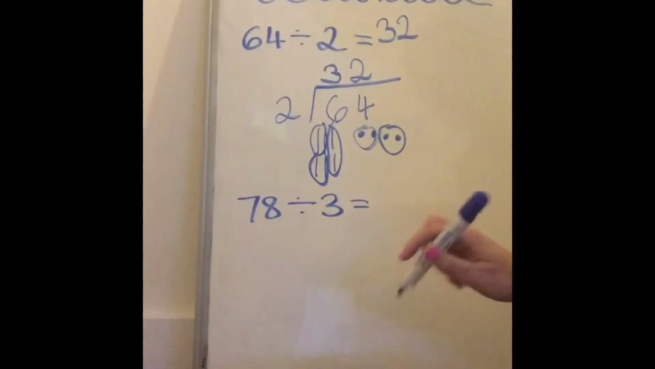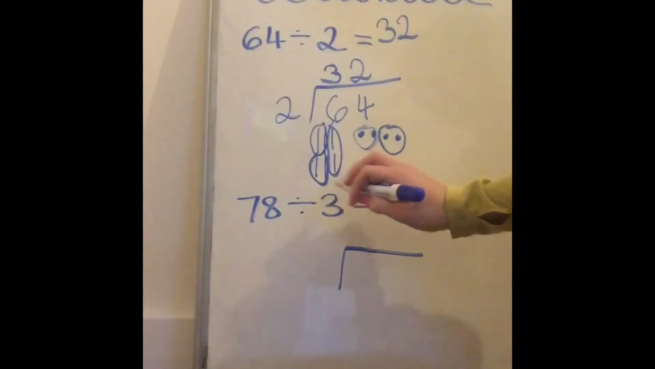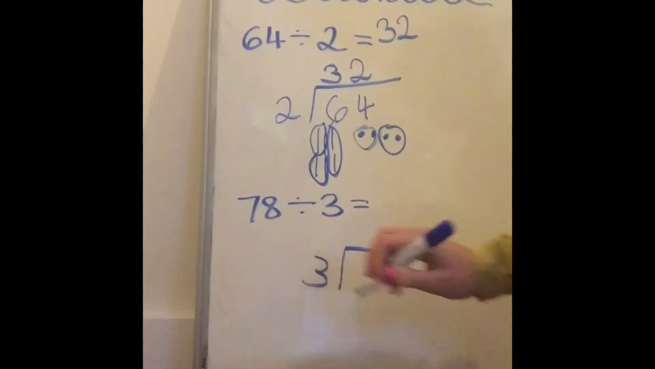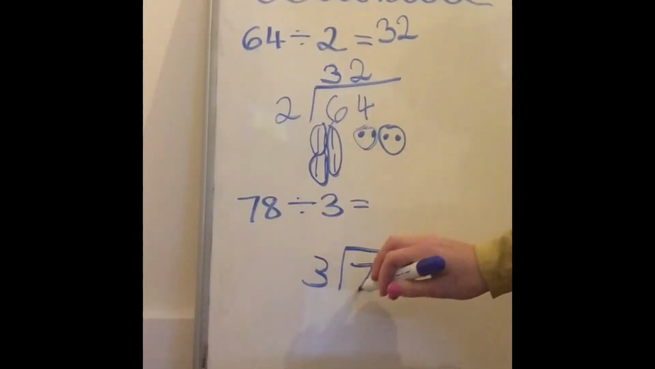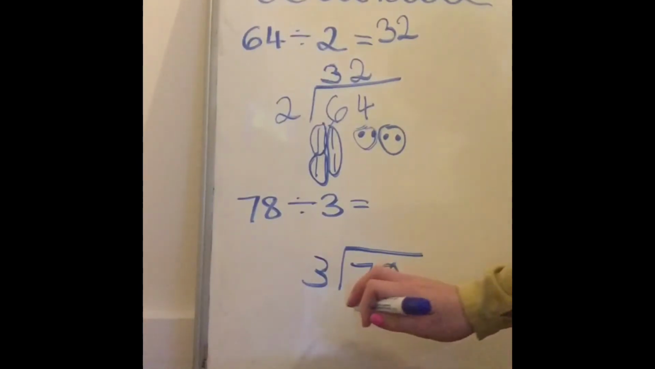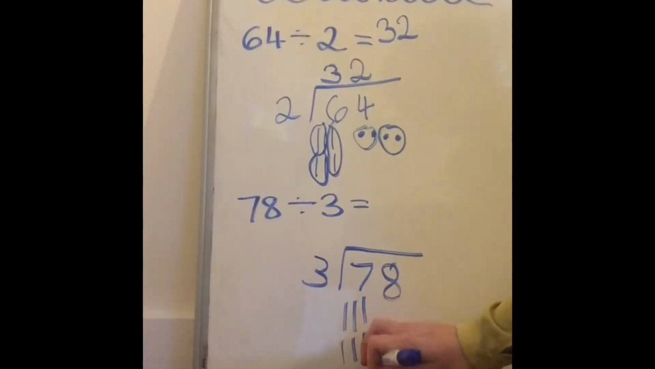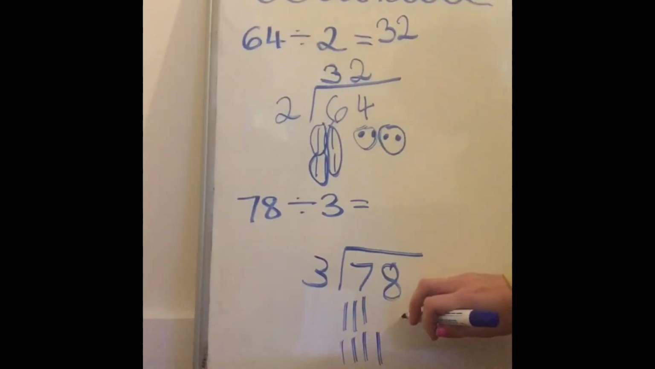78 divided by 3. So I'm going to draw my bus stop method. Here we go. We're dividing by 3, so 3 goes on the outside, and the number we're dividing is 78, so that goes inside our bus stop. We start by drawing our tens: 1, 2, 3, 4, 5, 6, 7, and we can draw our ones: 1, 2, 3, 4, 5, 6, 7, 8.